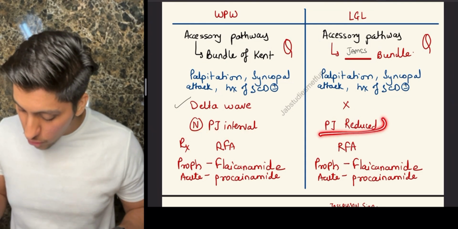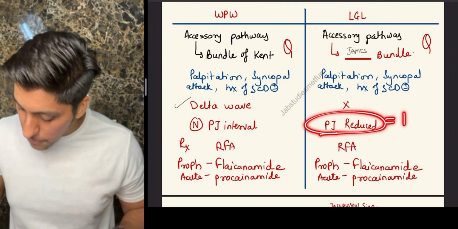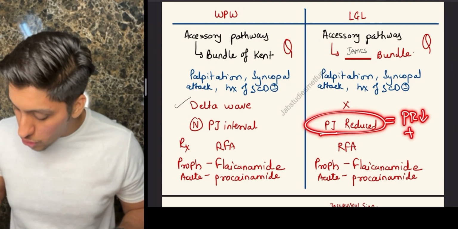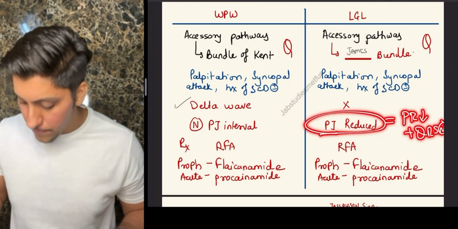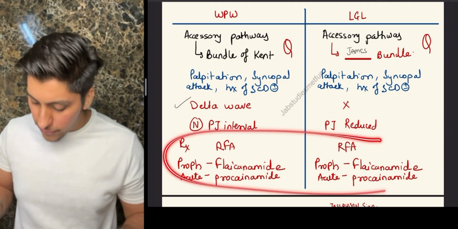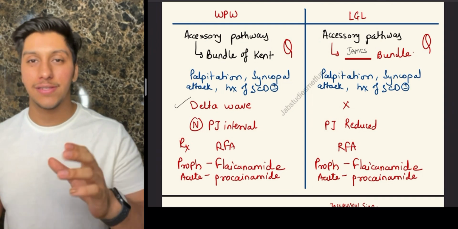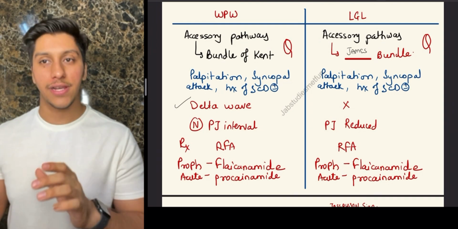Whereas the PJ interval over here is going to get reduced. Why? Because your PR is getting reduced and your QRS is going to be normal. Okay, treatment is the same for all of these conditions: radiofrequency ablation, and prophylaxis and acute management as well. I hope you understood these conditions.